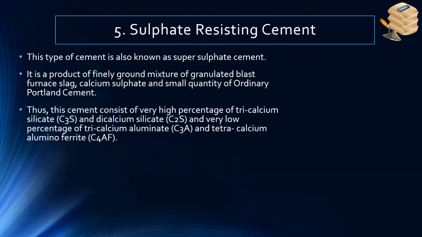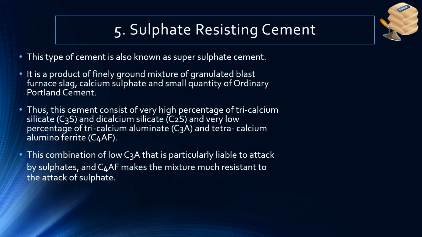Thus, this cement consists of a very high percentage of tricalcium silicate and dicalcium silicate, and a very low percentage of tricalcium aluminate and tetracalcium aluminoferrite. This combination of low C3A, that is particularly liable to attack by sulfates, and C4AF makes the mixture much more resistant to the attack of sulfate.